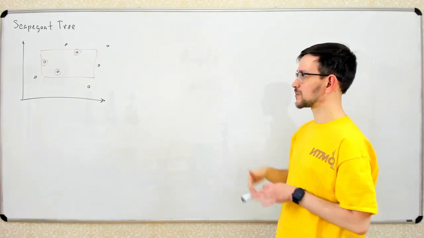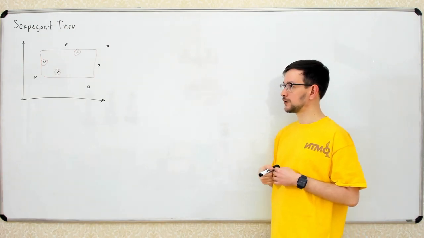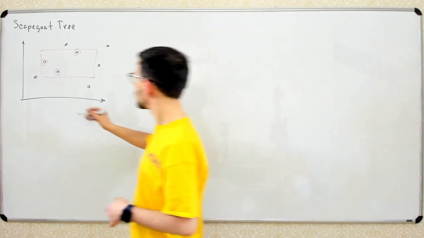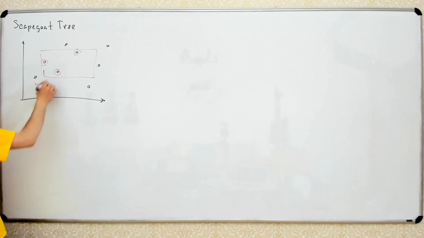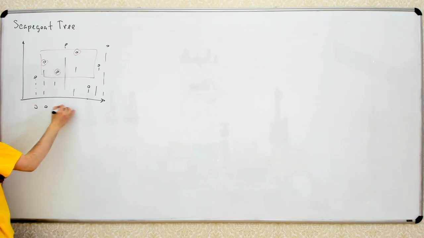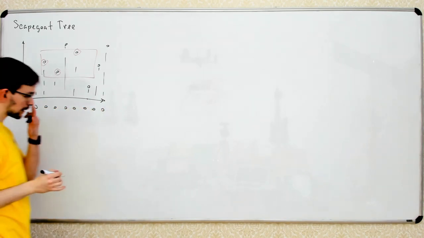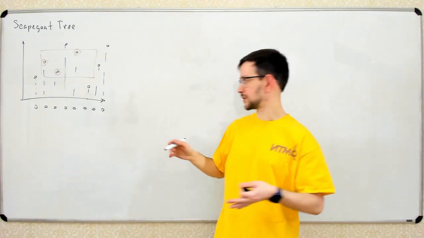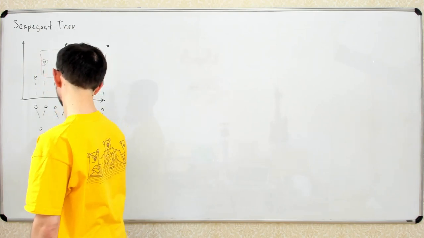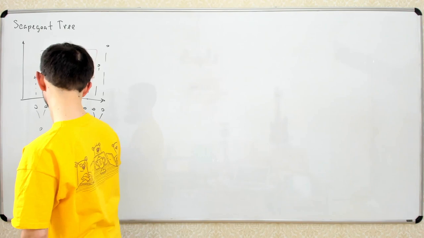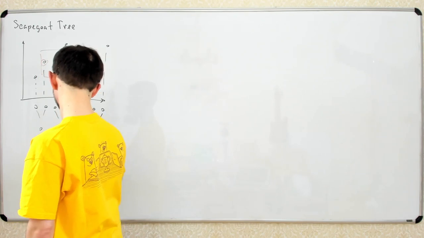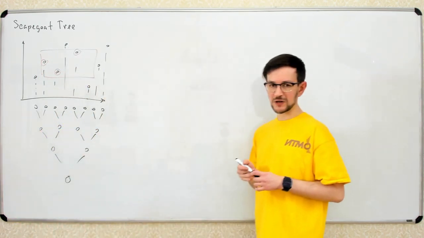So how do we solve this problem using a segment tree? We build the following segment tree. We build a segment tree by x-coordinate. So we take the x-coordinates of all points and build the segment tree over the x-coordinate. So we build the segment tree like this.